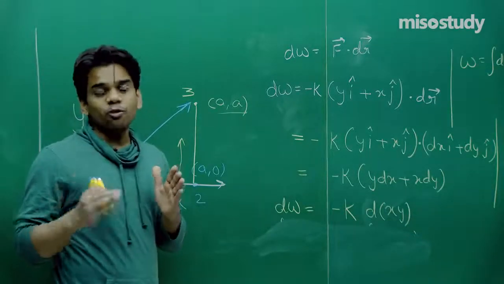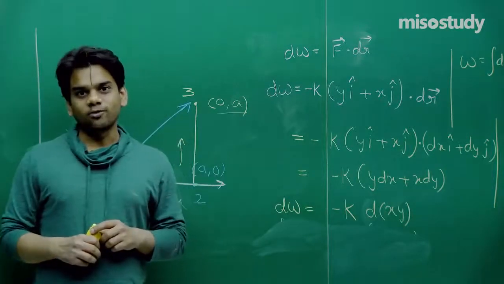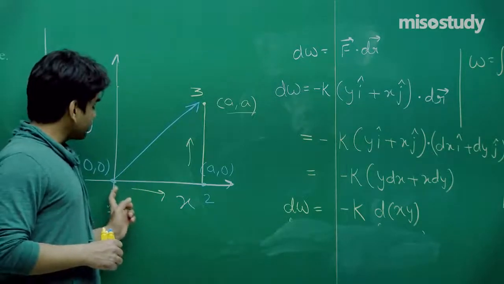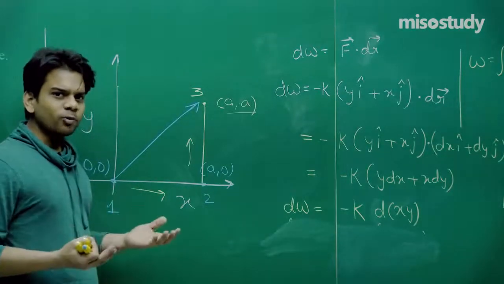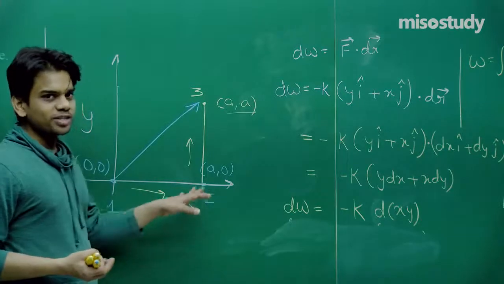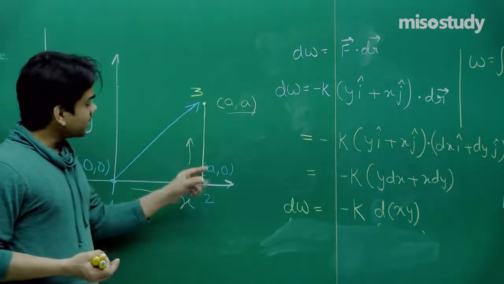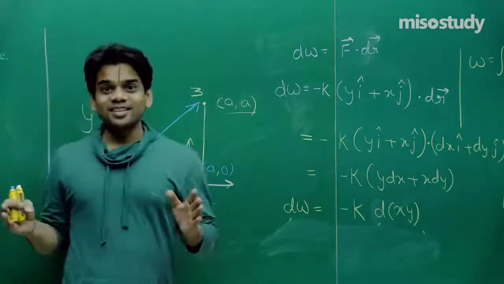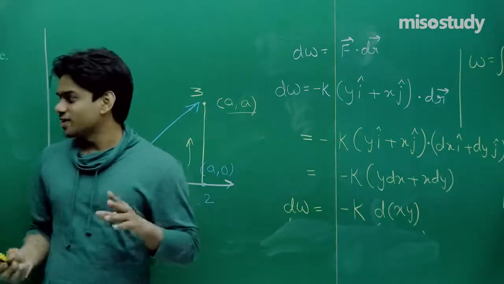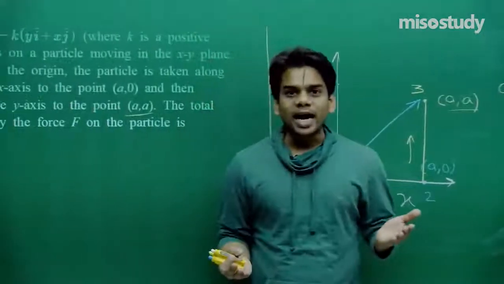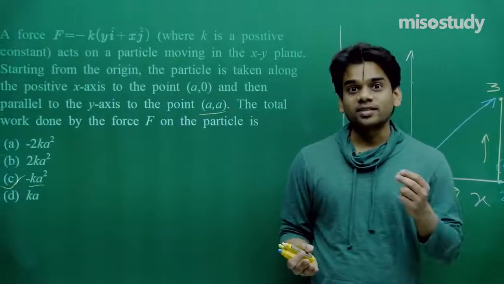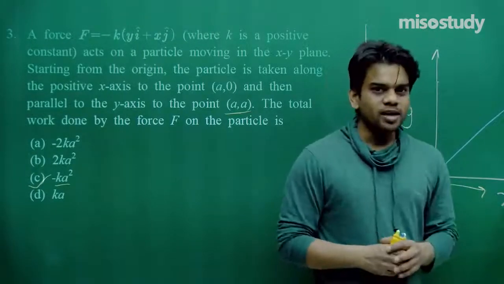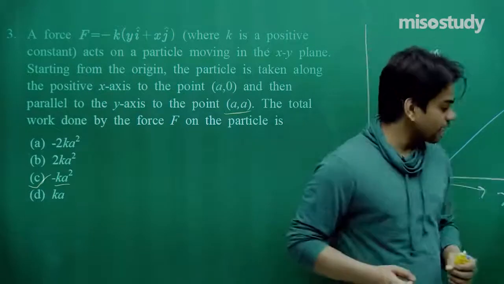Now one thing I would like from you all: try to find out the work done while it moved from point 1 to 2, because there is no y coordinate during its displacement. Then try to find out the work done while it moved from 2 to 3. You will see that the work done you obtain will be the same, minus k a square. Do that method on your own. I'm leaving it up to you because that's an easy one, but it's lengthy. So we did this one by a short method, and we can easily solve this problem by the method that I have shown you all.